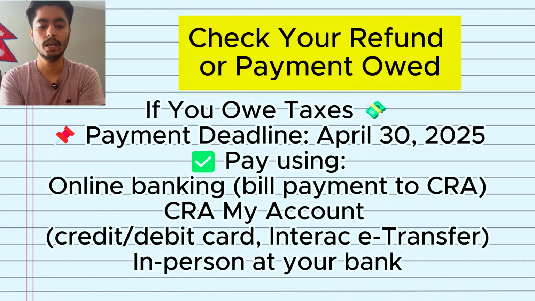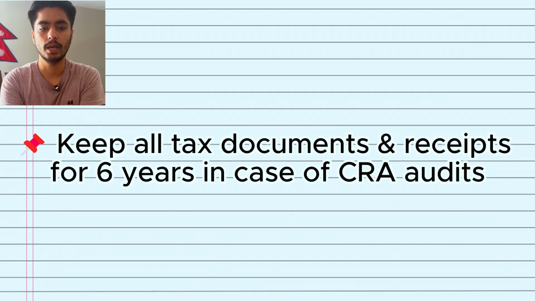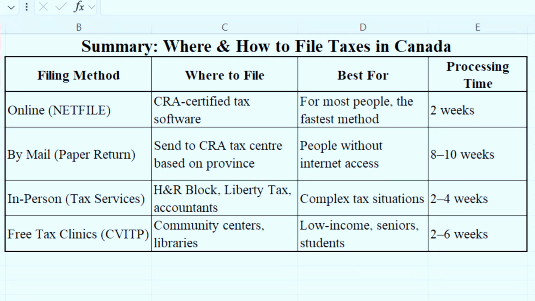And if you owe taxes to CRA, you have to pay it by April 30. You just have to log into your CRA My Account, and you can pay it through your credit or debit cards or Interac e-transfer. Remember, you have to keep all your tax documents and receipts for at least 6 years in case CRA audits. So this table right here represents a summary of where and how to file taxes in Canada. You can pause the video and see it if you want to.